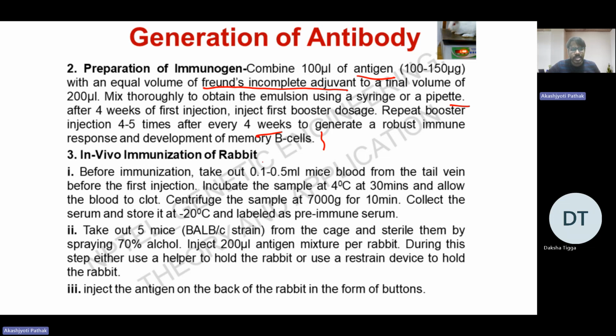Now, in vivo immunization of rabbit. Before immunization, you take out 0.1 to 0.5 ml of blood from the tail vein before the first injection. Incubate the sample at 4 degrees Celsius for 30 minutes and allow the blood to clot. Centrifuge the samples at 7000 g for 10 minutes. Collect the serum and store it at minus. So basically, you take out the blood.